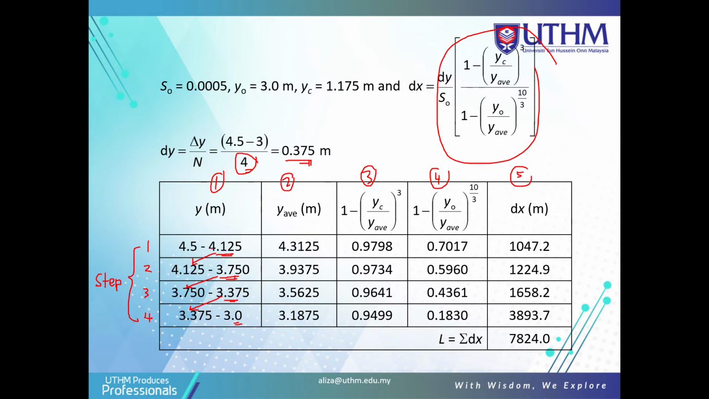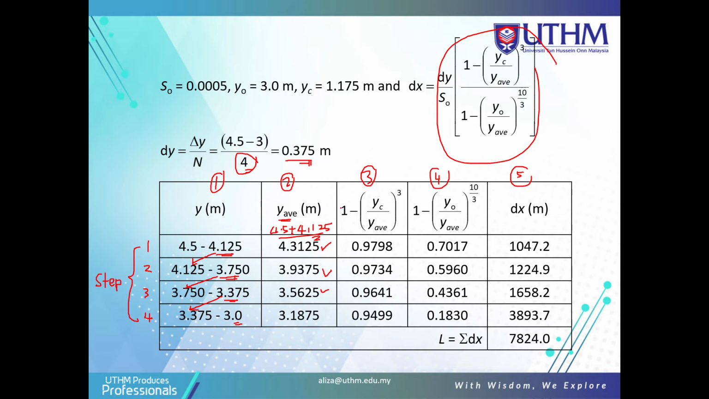Okay, so after you get the y here, you must get the y average. To get the y average, you must do 4.5 plus 4.125 divide by 2. So you get this value. Then 1.125 plus 3.750 divide by 2, so you get this value, and so on. 3.750 plus this one, you just divide by 2, so you get this value. So this is the y average from column 1 here.